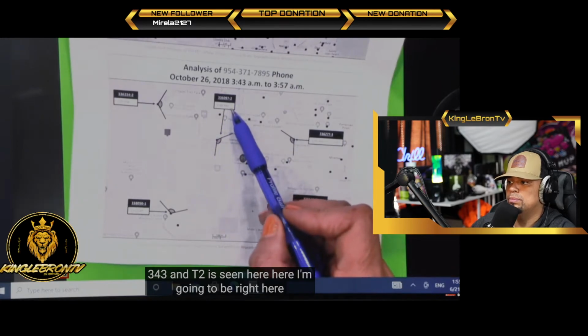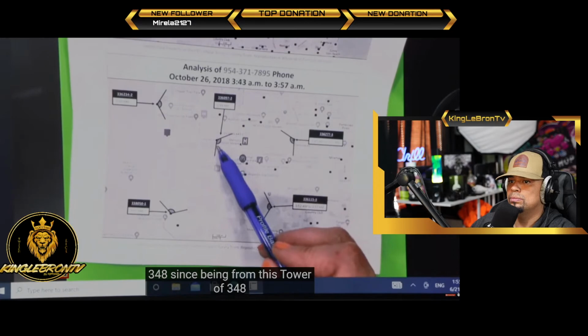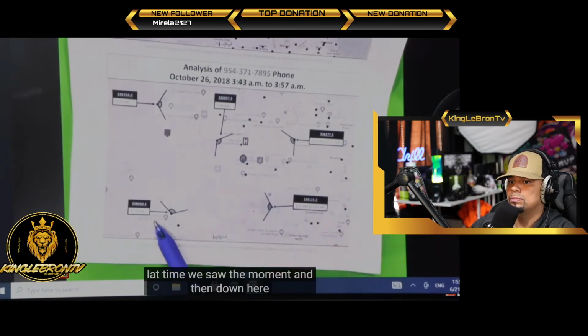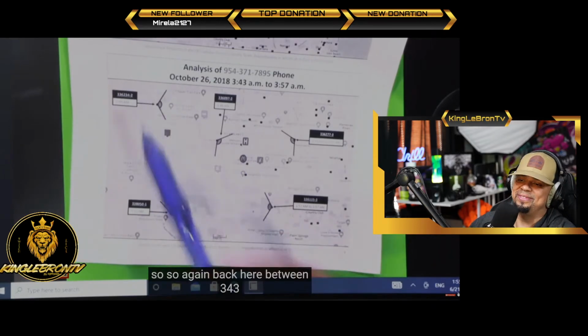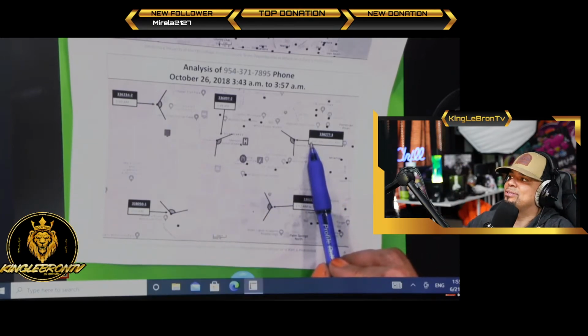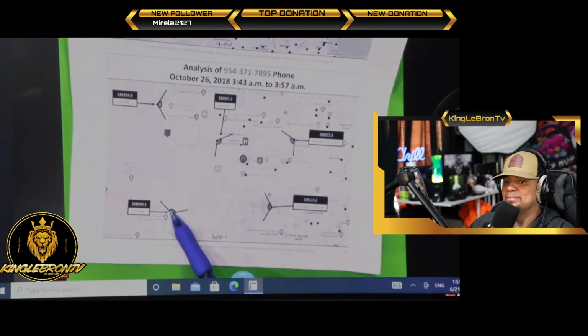And what does this one mean right here? 348. So it's pinging from this tower at 348. That tower saw the phone, yes. All right, and then down here, 350. So again, back here, between 343 and 352, it was pinging off of this tower, but at 350, it was down here.